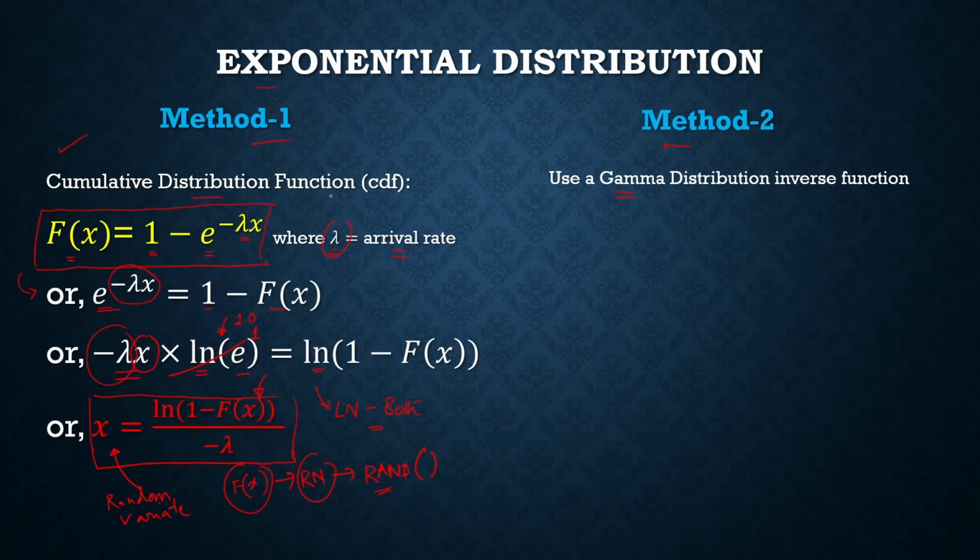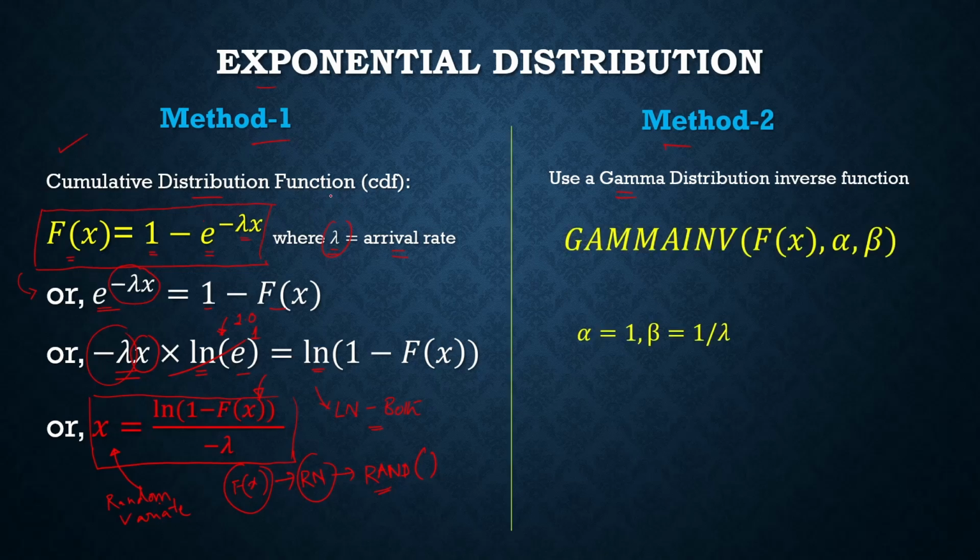So this is the first method. What is the second method? The second method is using the gamma distribution. Always remember that gamma distribution is a special case of exponential distribution. Gamma distribution has two parameters, alpha and beta. When alpha is equal to 1 and beta is equal to 1 over lambda, this type of distribution, gamma distribution, reduces to exponential distribution with mean equal to lambda.